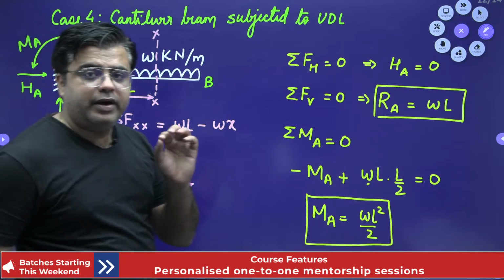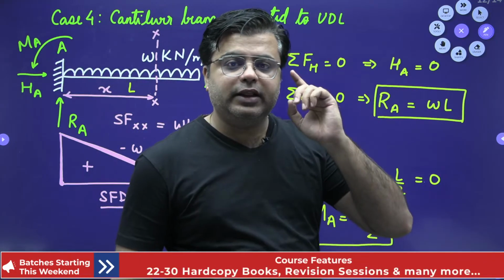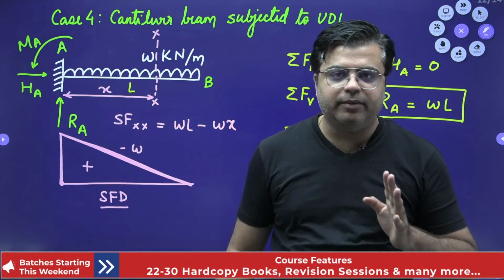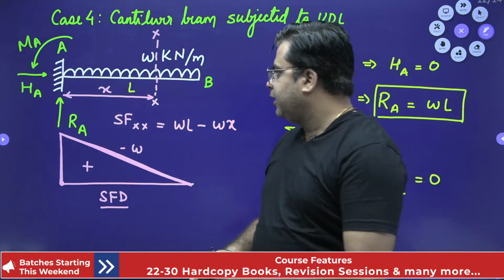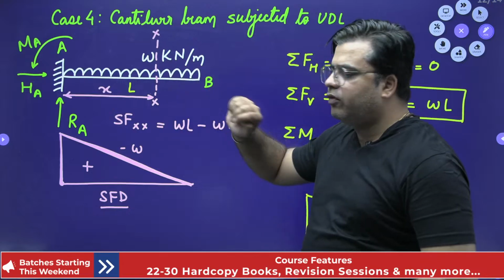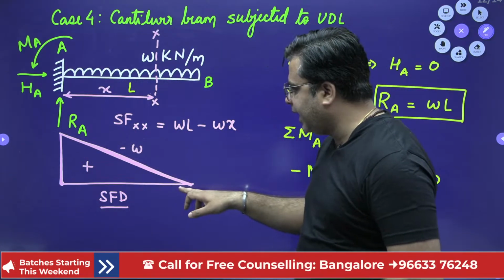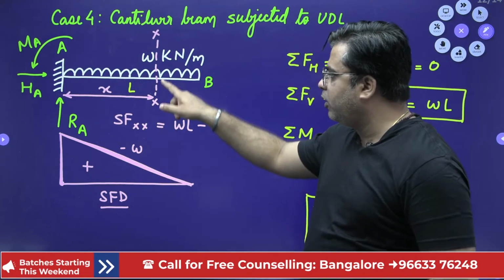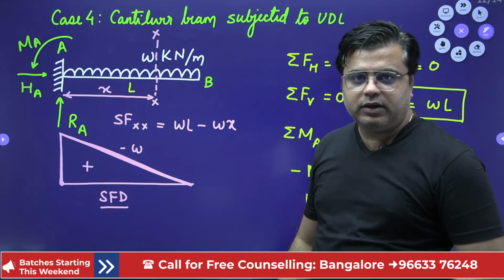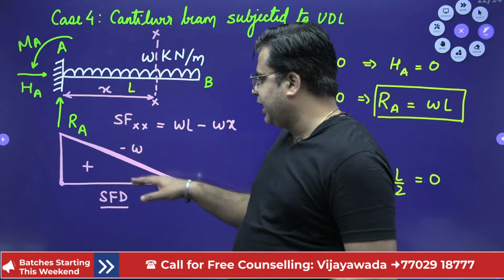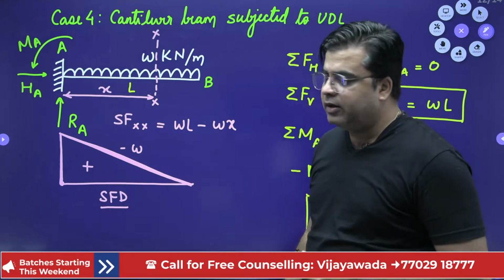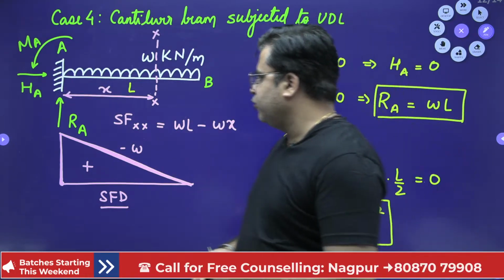This we have already seen when we were drawing the shear force diagram for the first time. I told you there, whenever UDL is acting over the beam, the shear force diagram will be an inclined line with a slope of the load intensity, right? So the slope of this line is minus W. Okay. So this is how you draw the shear force diagram for this beam. Now drawing the bending moment diagram, BMD.